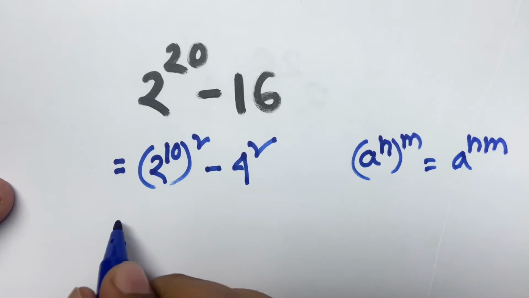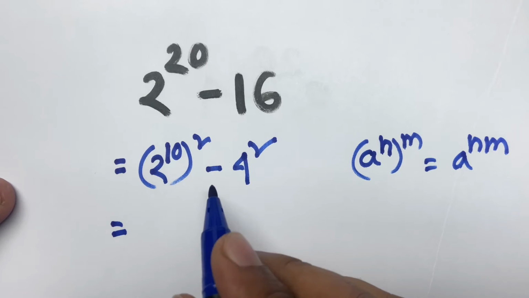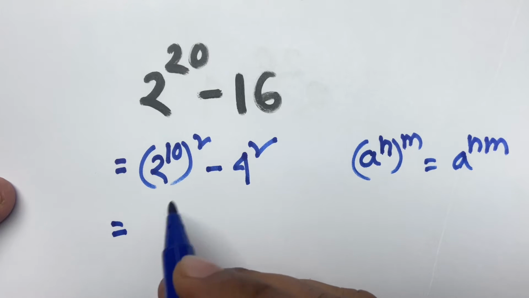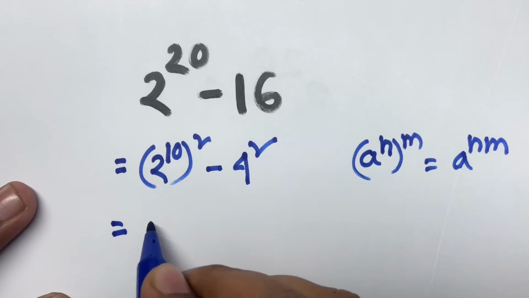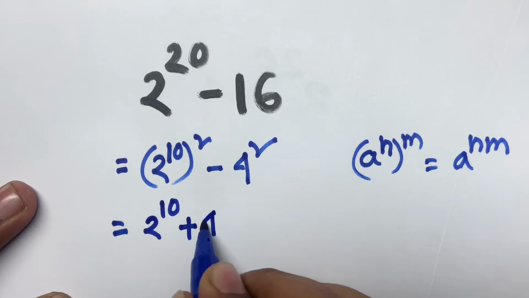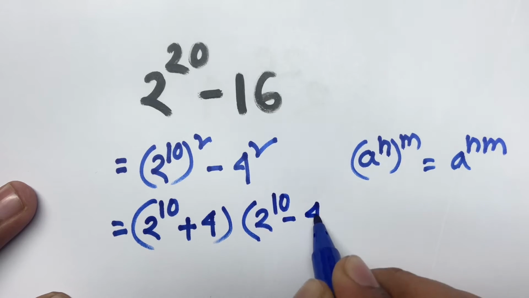Now I can say, if you think it is a, it is b. This time you can say a square minus b square. We know that a square minus b square equal to a plus b times a minus b. So here is 2 to the power 10 plus 4 times 2 to the power 10 minus 4.